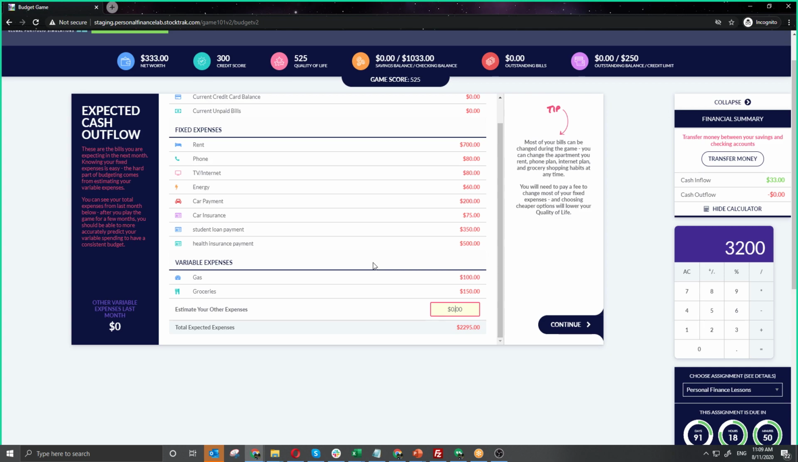For the first month or two of the game, this is going to be a guess for students. They might think $150 or $200 or something, but they'll always be able to see how much they spent on that amount last month. So as the game goes on, they get better and better at estimating how much money they really spend on other things. And that makes it much easier for them to understand how to hit their savings goals.